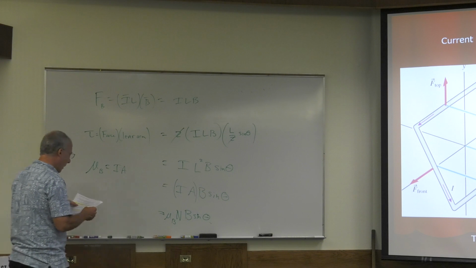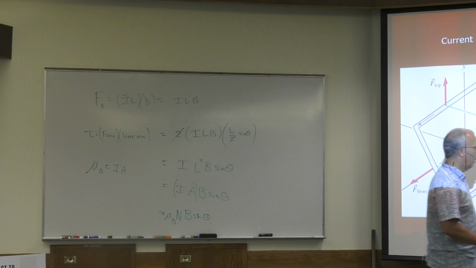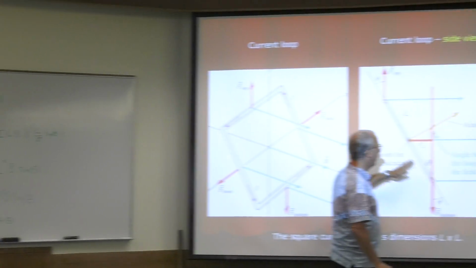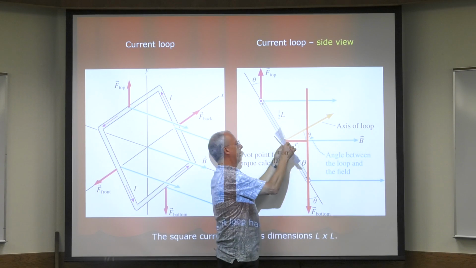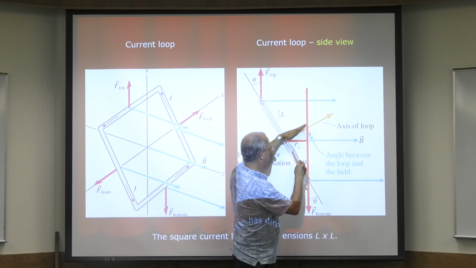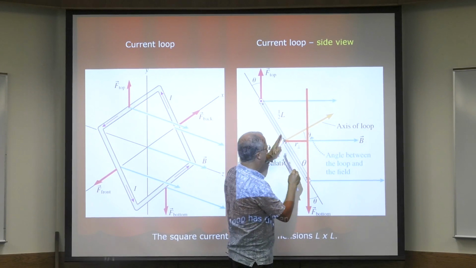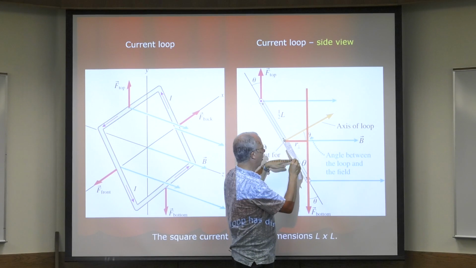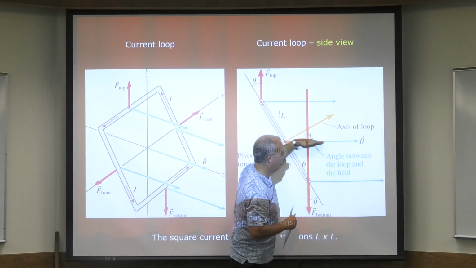Now, something you always got to be super careful of. Where does theta come in? Here's the wire plane. Here's the normal to the plane. Here's the B field. So the angle is the angle between the normal to the plane and the B field.